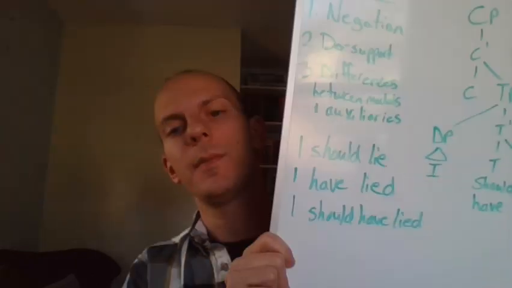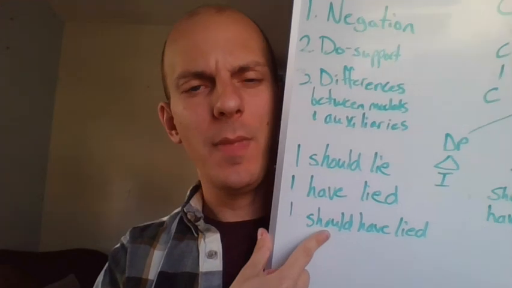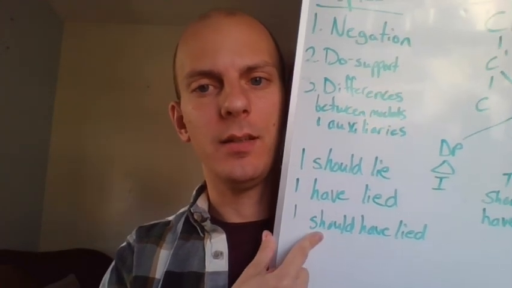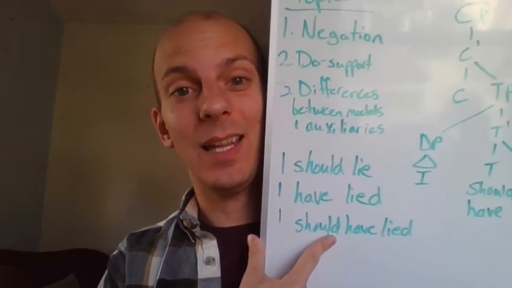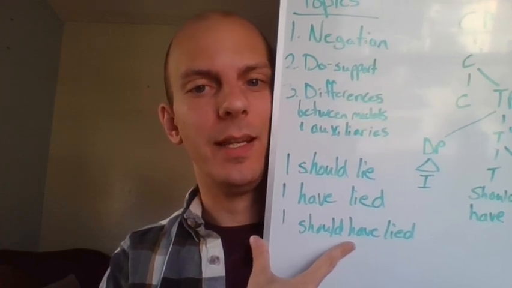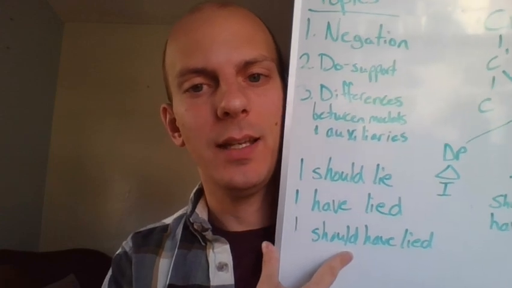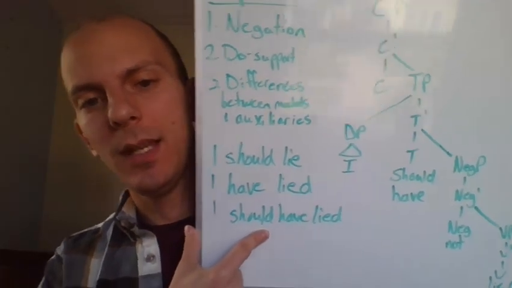I should have lied. While we don't want to put too much stock in linear order, we can nonetheless see that should remains higher in the tree and have is lower. Should keeps that sort of left position where have gets pushed off of it, right? And they're not switchable. I should have lied. You can't have the sentence, I have should lied. No, it's no good.